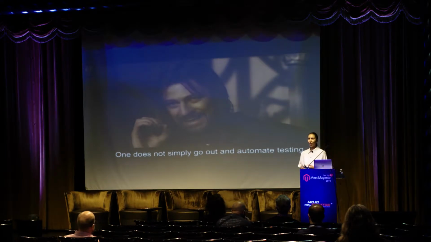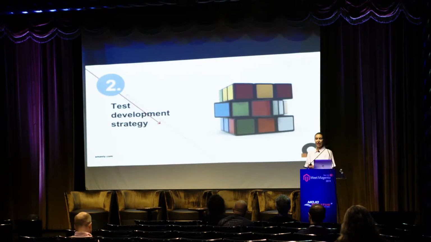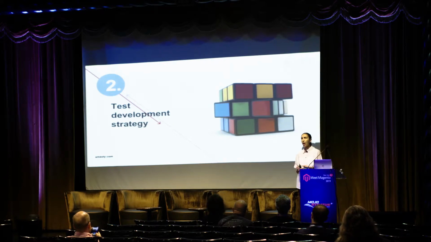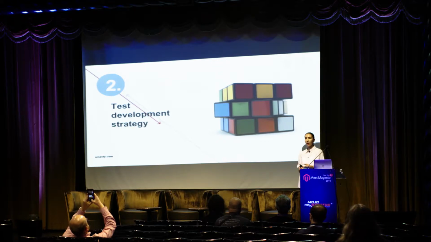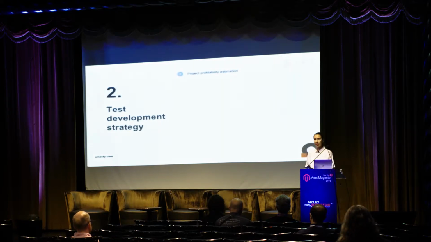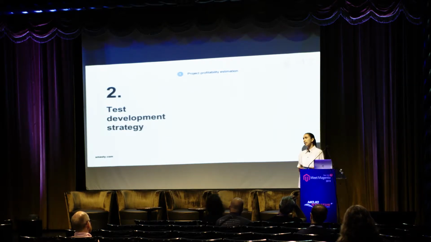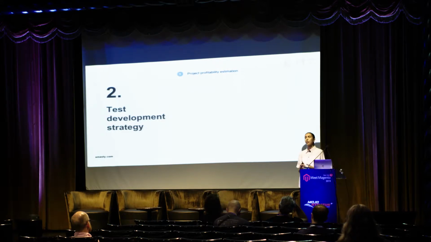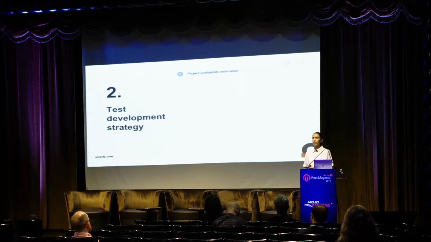One does not simply go out and automate testing. If you have never done this before, it is not always clear what to start from. By trial and error, we have found out that certain steps are absolutely must-haves. Step number 1 is project profitability calculation. This may mean return on investment calculation. Update frequency and time required to develop and support tests are worth considering.